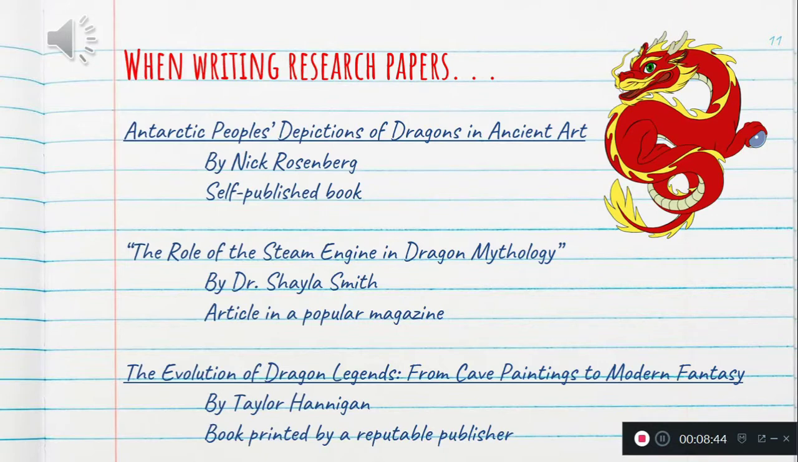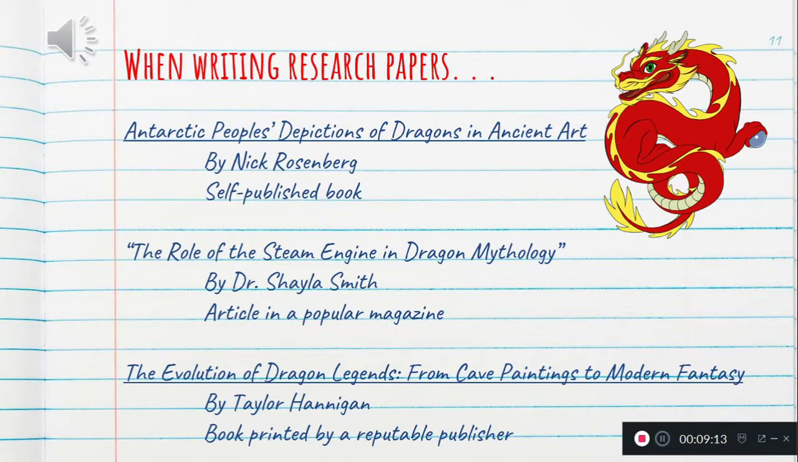Now on to the second one. It's an article in a popular magazine, and it's called The Role of the Steam Engine in Dragon Mythology. It's written by someone with a doctorate, Dr. Shayla Smith. Someone with a doctorate very likely knows what they're talking about. Also, this article was published in a popular magazine. Now, popular magazines aren't going to have as high standards as, say, academic magazines or academic journals, but that doesn't mean that this source is trash right from the get-go.